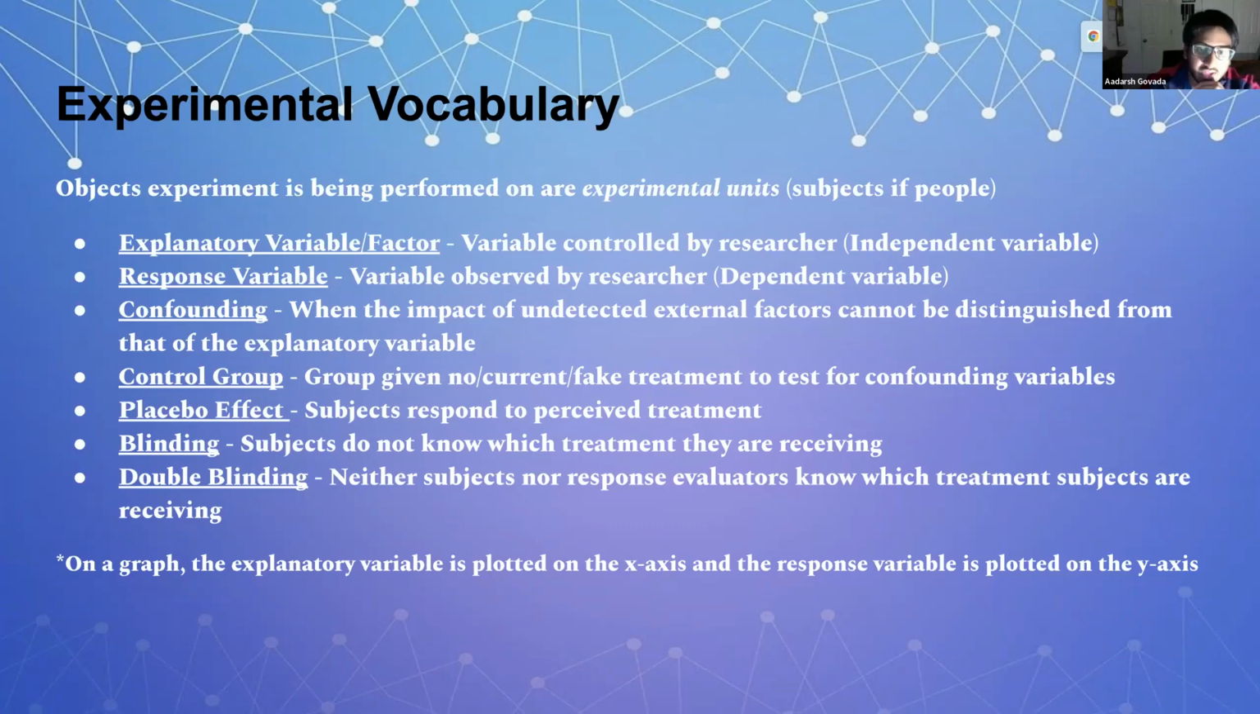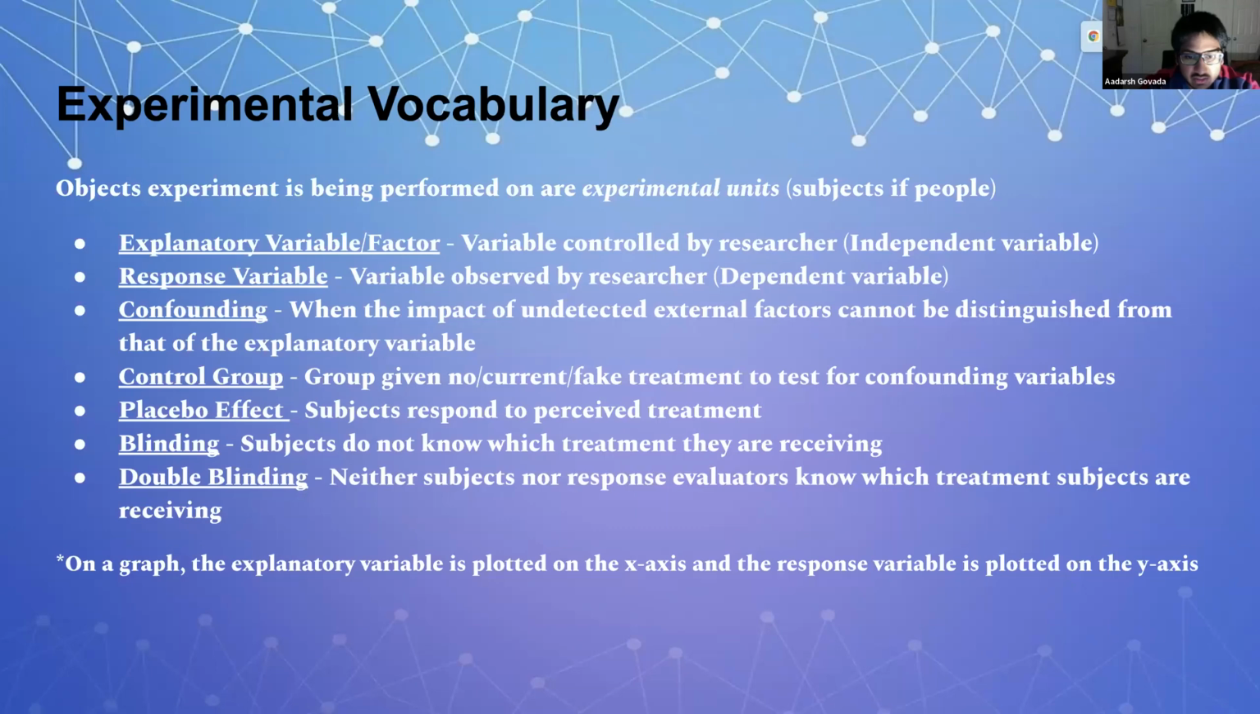So they test for that by giving a control group a placebo, which is a fake treatment with no actual effect. And if the control group's response variable does not change, but it does in the experimental group, then they know that the change in the response variable is caused by the thing that we're actually testing.